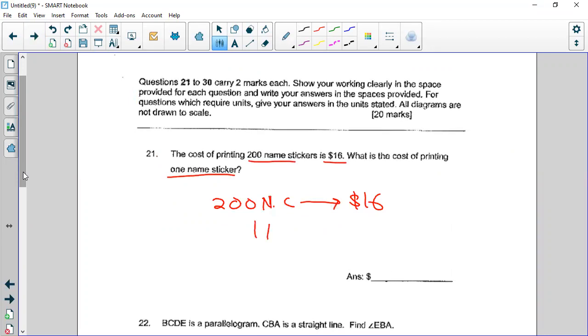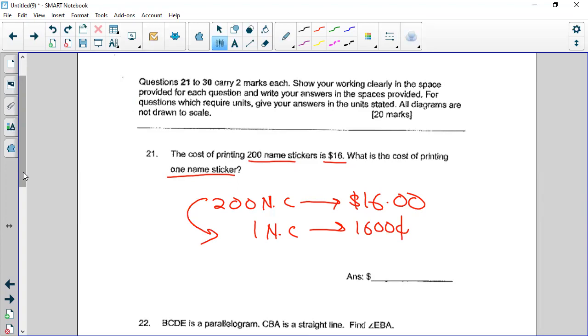So one name card, and you can change the dollars into cents. Avoid decimal. When you write $16.00, that is a decimal. Decimal will give you more work. So change it to a whole number, which is 1,600 cents. All right, so what do you do? You want to change, you want to what?